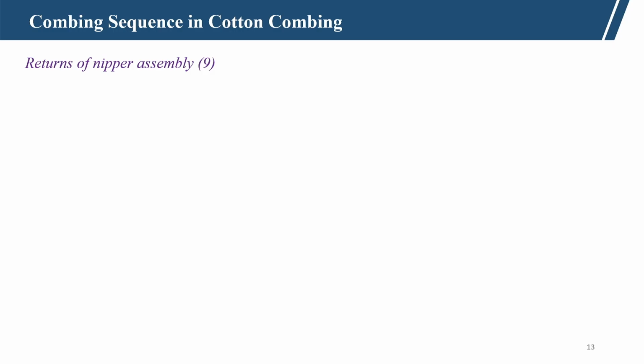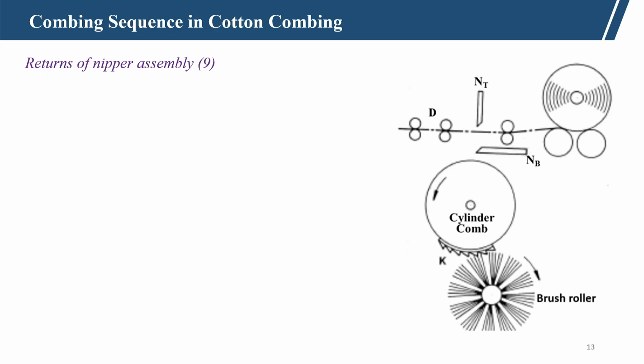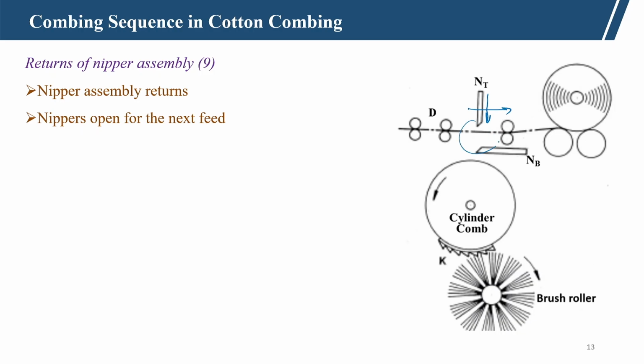Now, the return of the nipper assembly once again. So, the nipper assembly returns back, and during the return movement the top nipper moves downward, and again it is ready for the next cycle. So, the nipper assembly returns, and the nippers open for the next feed. So, during the return movement there may be the next feed, if it is the backward feed. So, there are two types of feed.